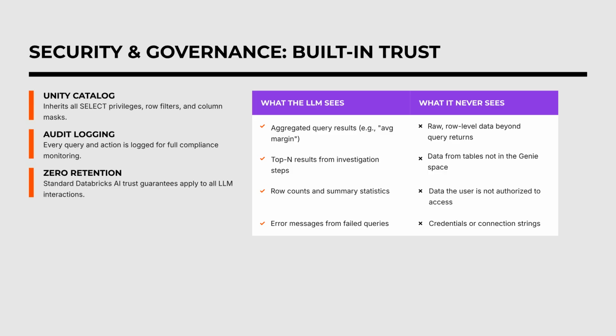Now I know what many of you are thinking. With all this power, what about security and governance? Great question. Agent Mode is built on the same rock-solid foundation as the rest of Genie. It fully inherits all your Unity Catalog privileges, row filters, and column masks. Every single query and action is logged for full auditability. And yes, the same zero data retention guarantees apply. The LLM only sees aggregated results, row counts, and summary statistics, never raw row-level data it shouldn't access. Your data stays safe, while the agent does its deep research.